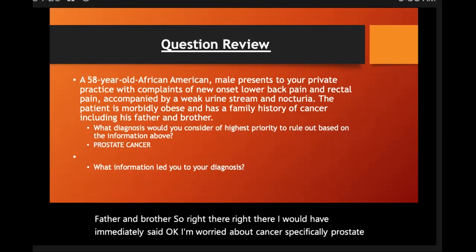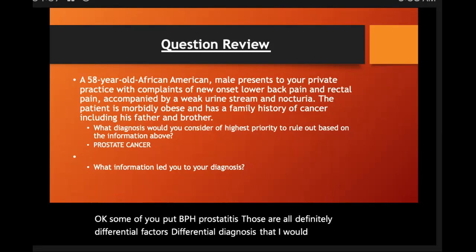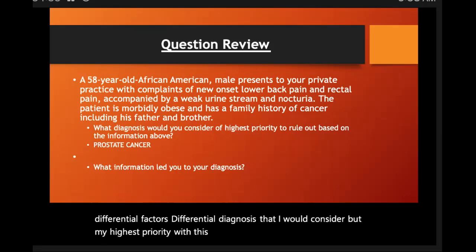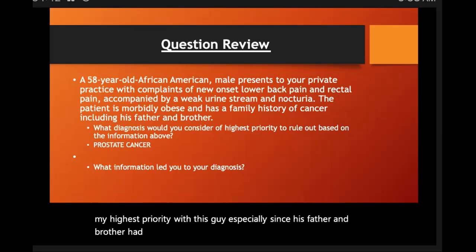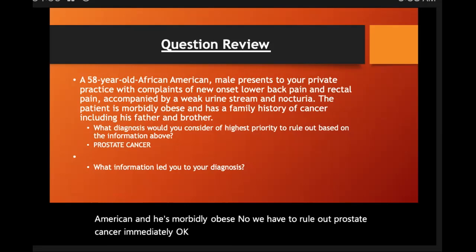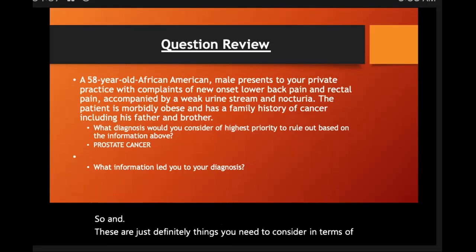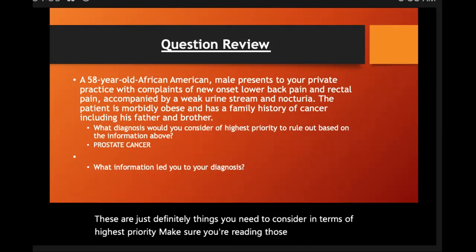Some of you put BPH, prostatitis. Those are all definite differential diagnoses that I would consider. But my highest priority with this guy, especially since his father and brother had cancer, and he has these symptoms, and he's African-American, and he's morbidly obese, is that we have to rule out prostate cancer immediately. Okay, guys? These are definitely things you need to consider in terms of highest priority. Make sure you're reading those questions, okay?